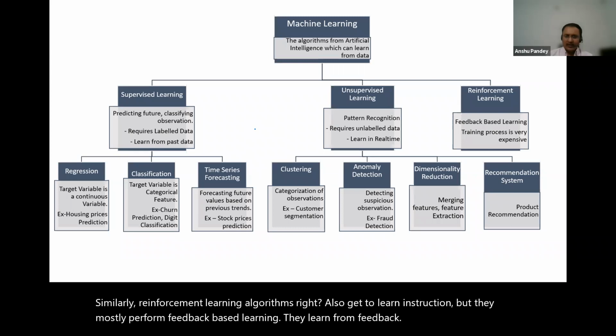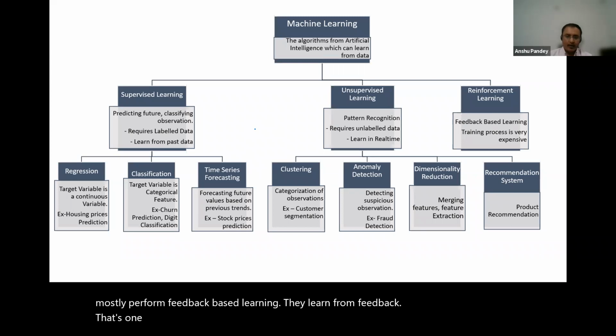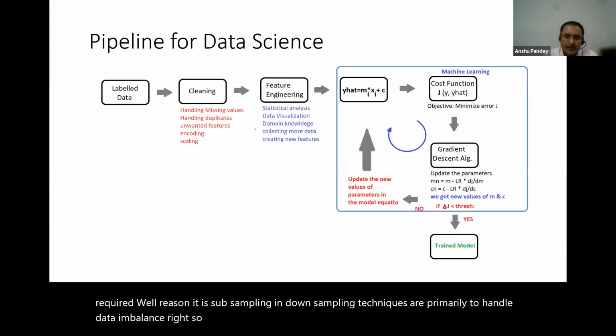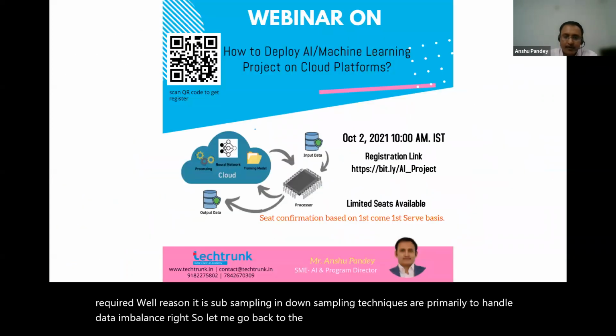Right, that's one idea. There's a question of why upsampling and downsampling techniques are required. Well, the reason is that upsampling and downsampling techniques are primarily to handle data imbalance, right? So let me go back to the previous step. We were talking about the data science framework here.